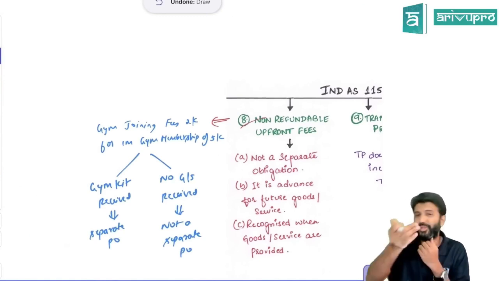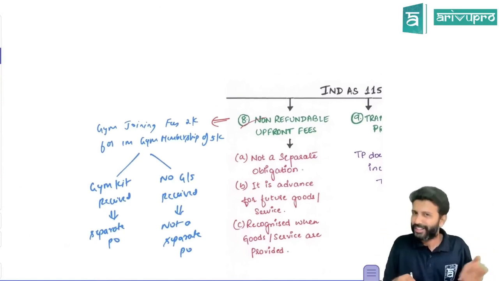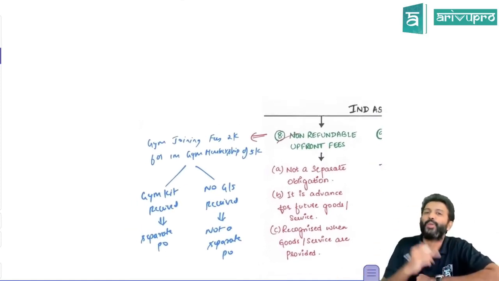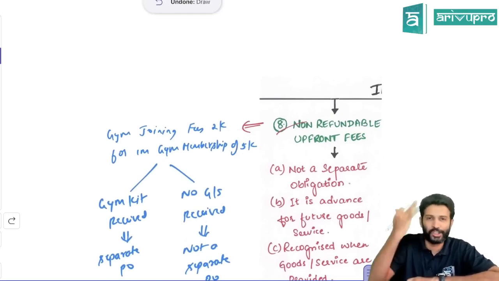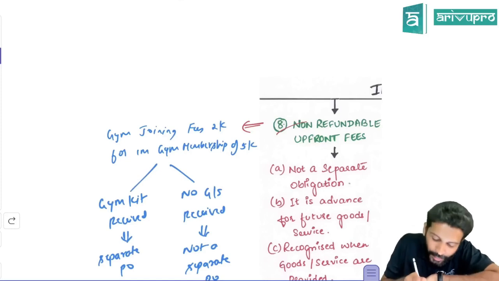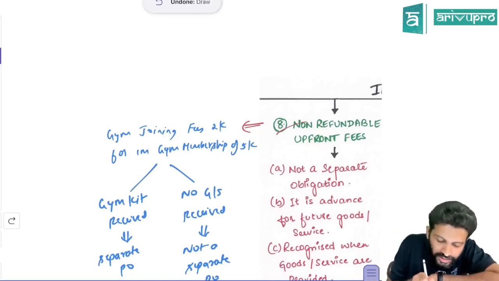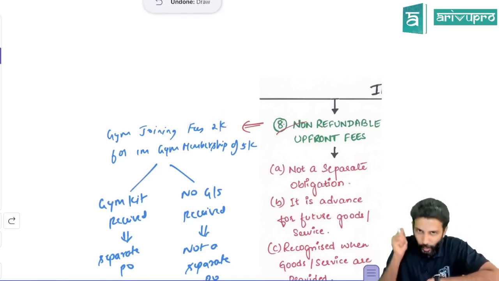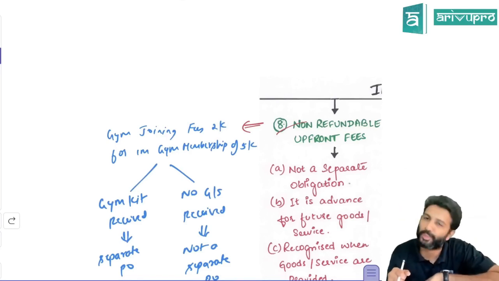Non-refundable upfront fees. Sometimes, in some contracts, upfront fees will be collected. Like a gym, this is a normal example. Let's say you joined a gym and took 1 month membership. You paid 5,000 rupees for 1 month membership fees, whether it is Gold's Gym or Cult Gym, whatever gym it is. But that gym is also asking you a one-time joining fee of 2,000 rupees, because it's your first time joining the gym.